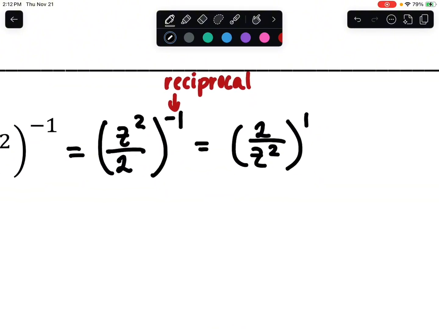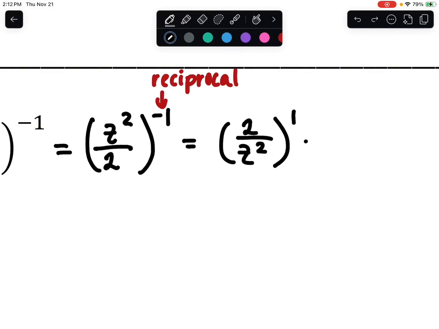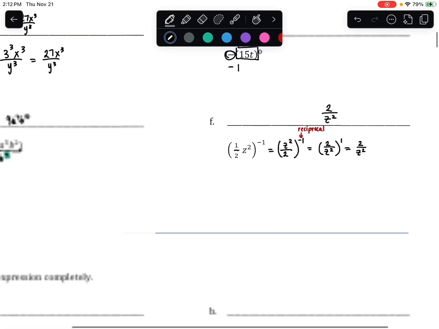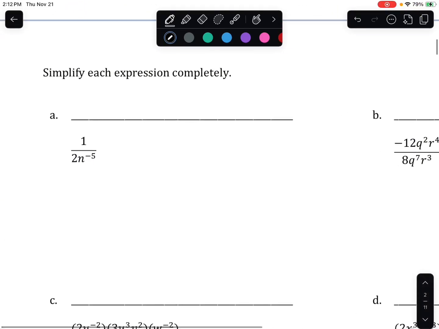Writing that +1 is very unnecessary, but if this were, say, a -2, we would have a +2 to distribute, or a 3 to distribute. And so here it's not necessary. You don't need to distribute a 1 as an exponent. And so our final answer is 2 over z squared.